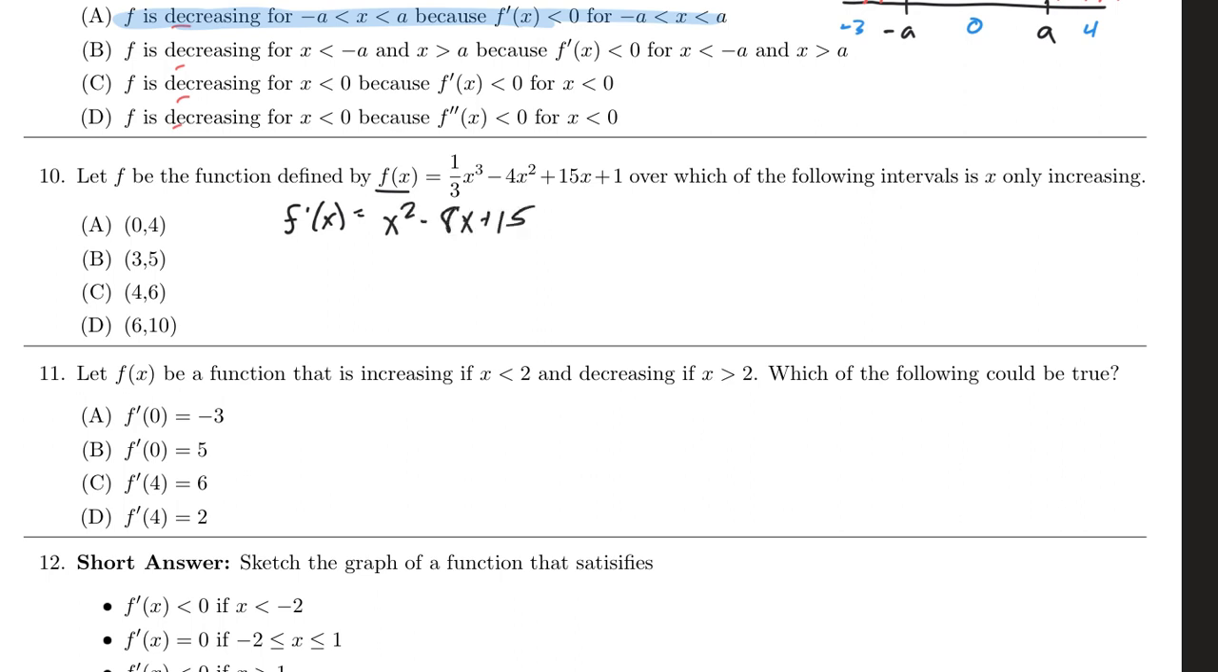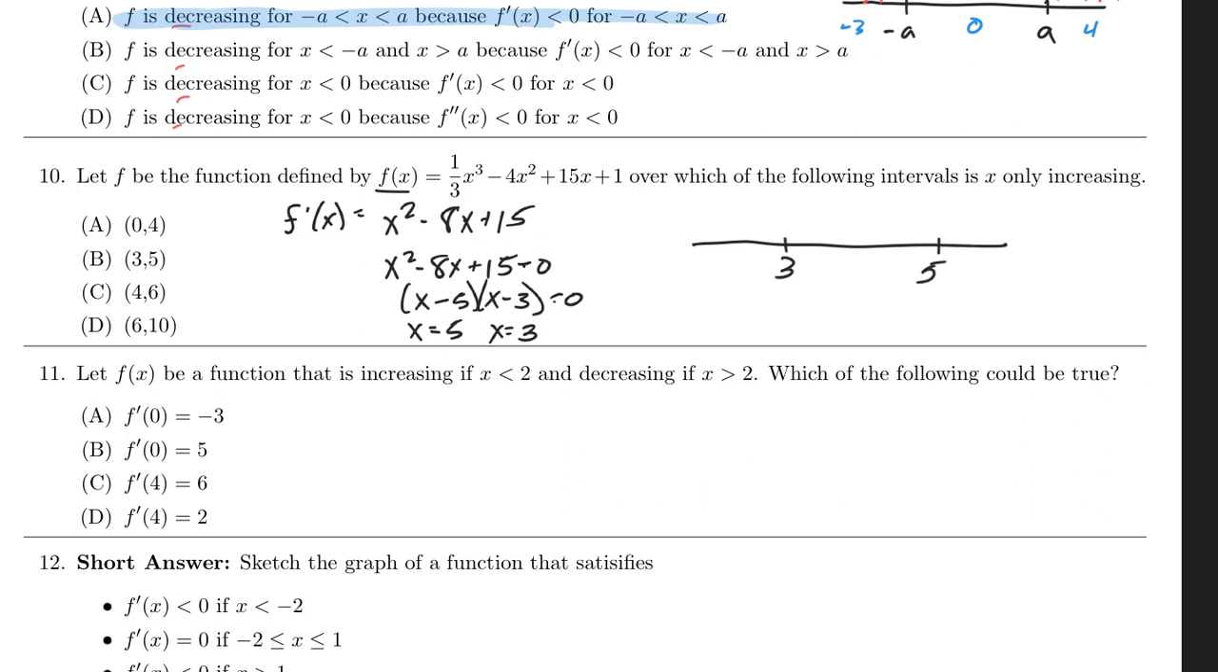All right, just like the previous problem, we're going to make this number line. So we start off with when is it 0? All right, so we figure out that the answer is 5 and 3 is when it's 0. So now when we make our number line, we'll put 3 here and 5 here. And we'll figure out our test points. So we could do 0, 4, and 6.